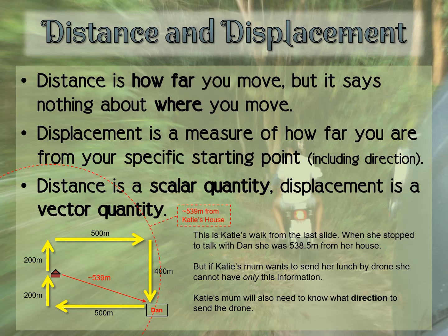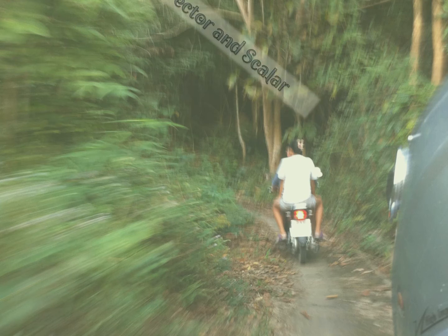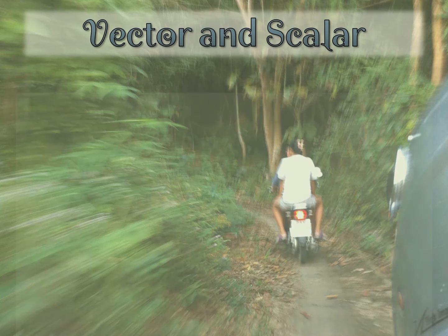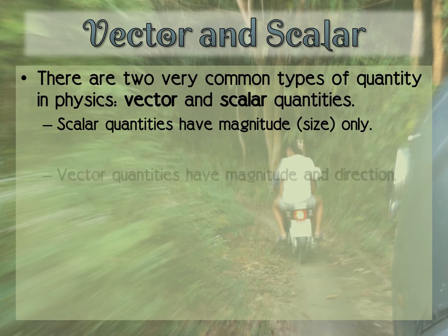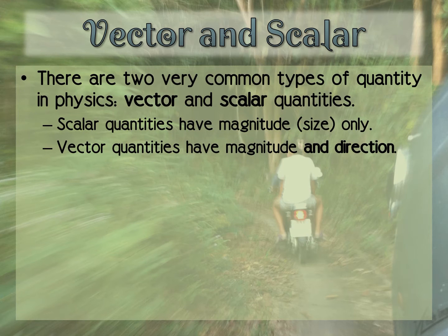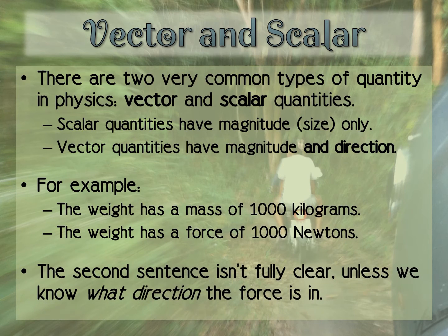So in order for her to do that, she needs to know not just the distance, but also the direction. So as promised, we're going to define vector and scalar quantities. Although you might already be getting a feel for them, they are two very common types of quantity that you find in physics. Scalar quantities have only a magnitude, they have only a size, whereas a vector quantity has a magnitude and a direction.